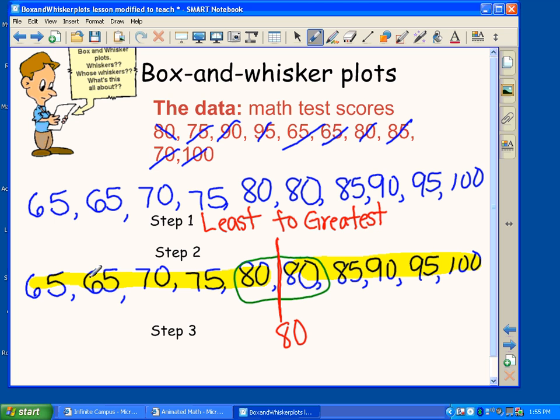Now, see these lower numbers right here? How many numbers do I have in this group? 5. 5, right? Find the median of these numbers. 70.